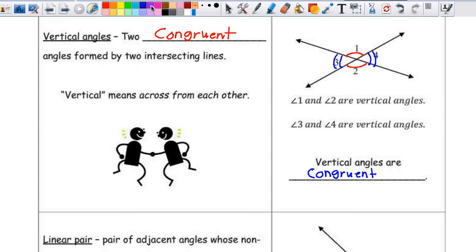Now the key with that is to make sure that this line is straight and this line is straight. If one of those two lines is not perfectly straight, then they are not vertical angles, and they will try to trick you with that a lot, all right?